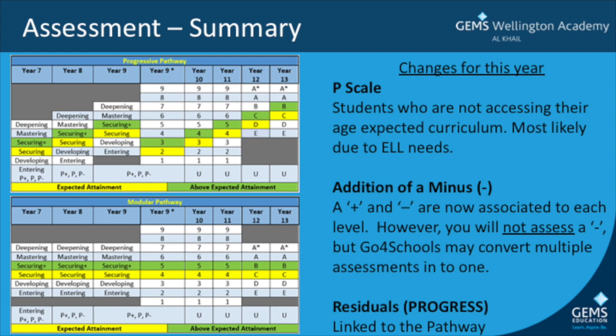In the secondary school, we have two different assessment pathways, the progressive and the modular, and this will vary per subject and per phase, whether Key Stage 3, 4 or 5. As parents, it's really important you understand these so that you can see whether your child is making progress.